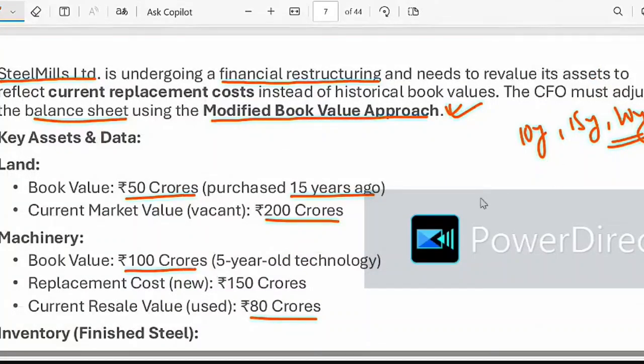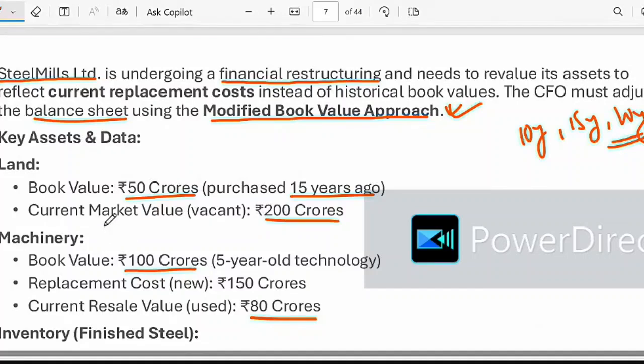So tell me, before going through the question, let me ask you a question. Do you think that it is fair to show 15-year-old land at the price it was bought? Type yes if you think that old price are okay, or type no if you believe that it should reflect today's value. So my question is, is it fair to show 15-year-old land at the price it was bought? If yes or no, what do you think?